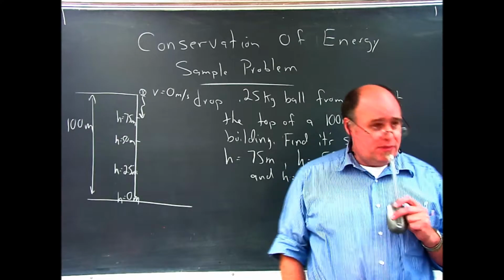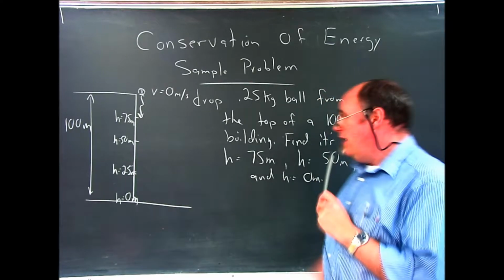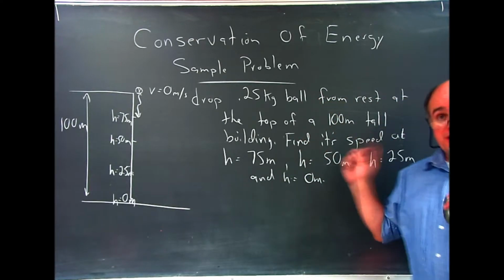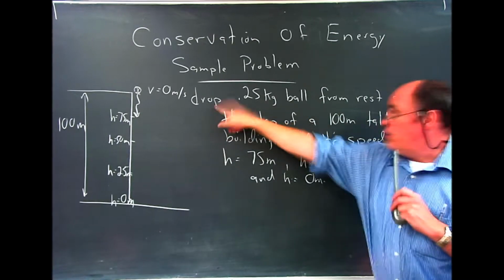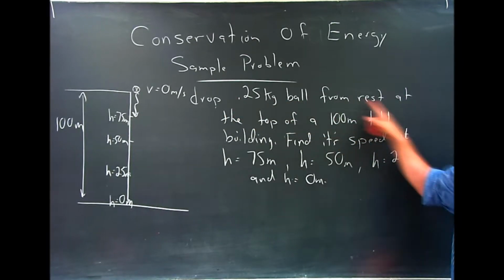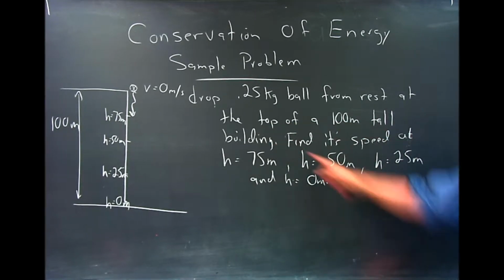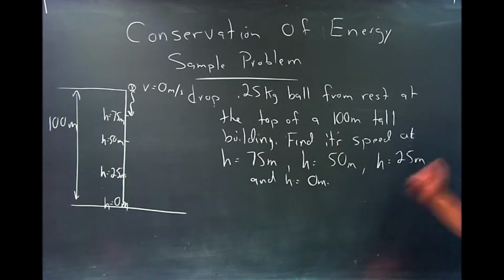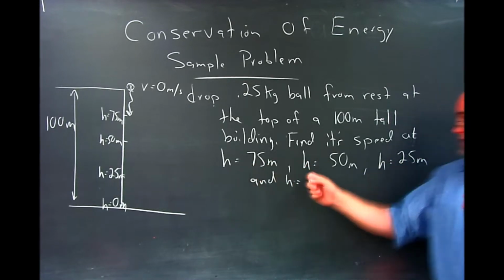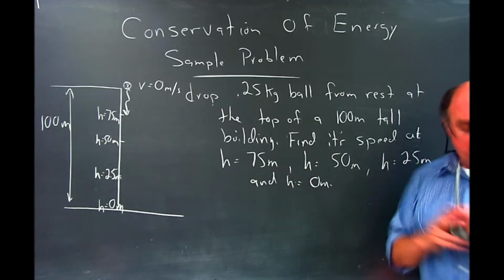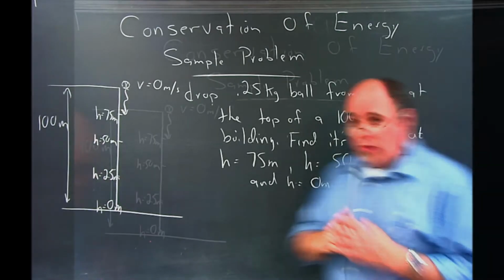And the formula in Chapter 2 told us how to figure out how fast it's going. So just for the first part to get some numbers, we are going to drop a 0.25 kilogram ball from rest at the top of a 100 meter tall building. Find its speed at a height of 75 meters, at a height of 50 meters, at a height of 25 meters, and at the height of 0 meters above the ground.